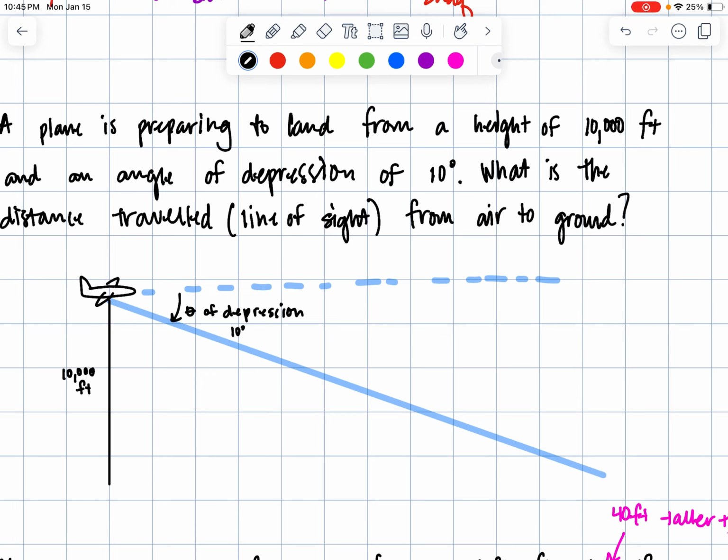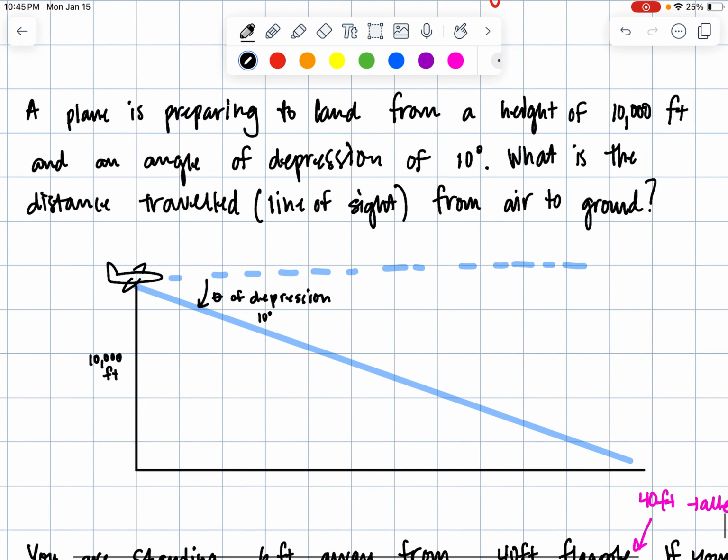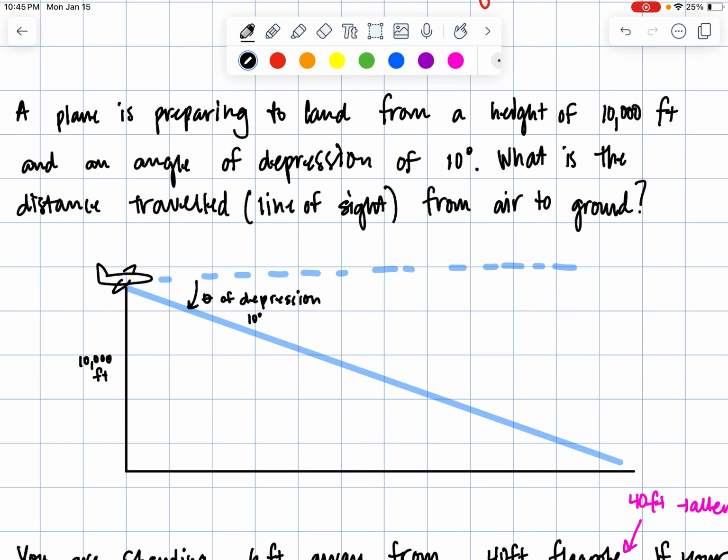So we could do this problem two different ways. So if I presume that this is the ground, we could say, what is the distance traveled from the line of sight? This is the distance traveled, the hypotenuse. That is the total distance that particular plane is going to travel from the air to the ground. And that's why I say line of sight, not the horizontal line of sight, but the actual line of sight to the ground. What is that distance? We could do this problem one of two different ways.